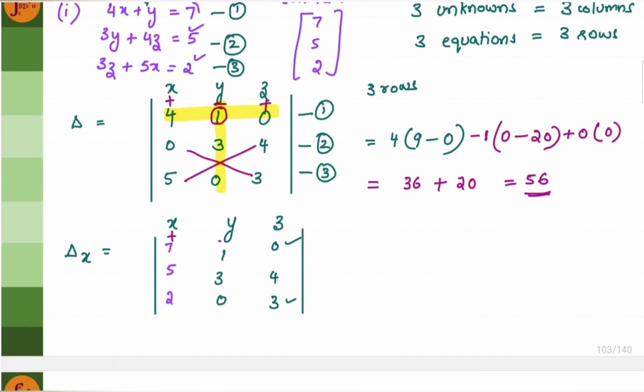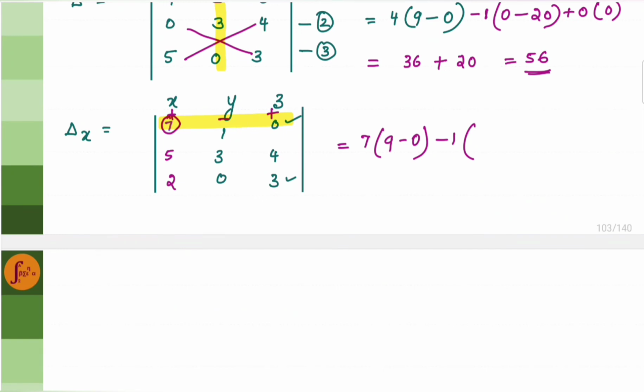Signs are plus, minus, plus, right? Now we will calculate. Let's take the first element, which is 7. Let's ignore the first row and first column. We are left with 3, 4, 0, 3. Let's cross multiply. 7 into 3 3s are 9 minus 4 into 0, which is 0.